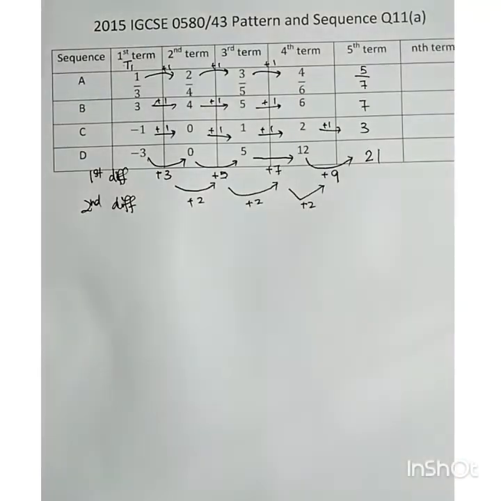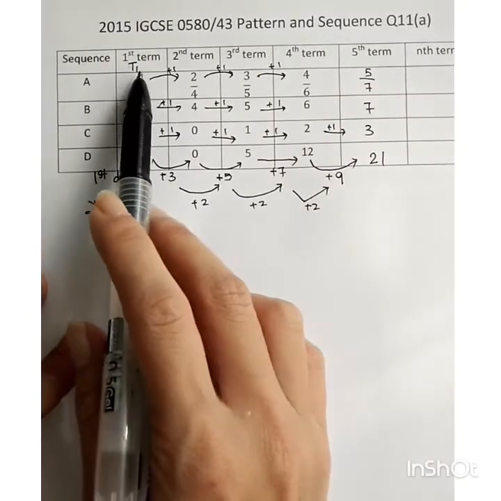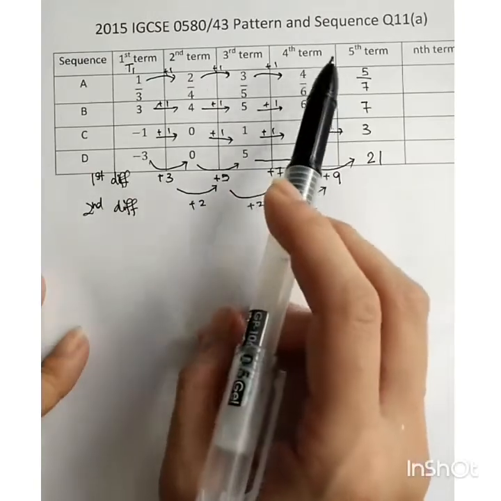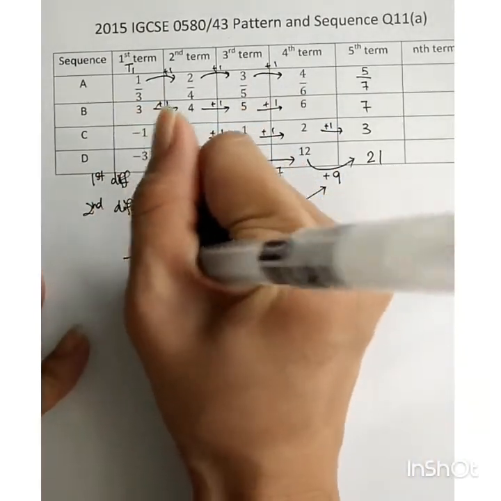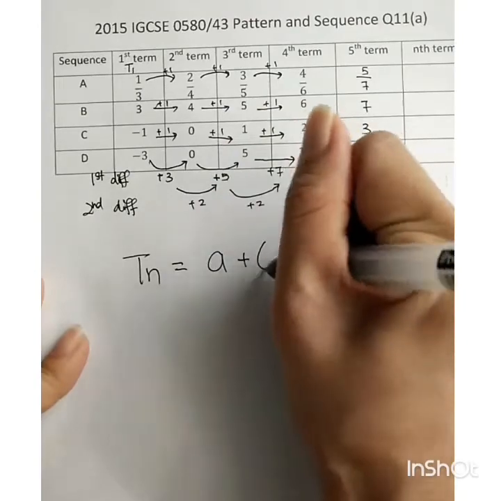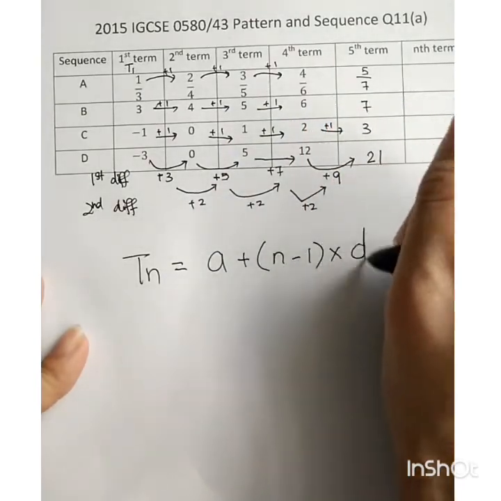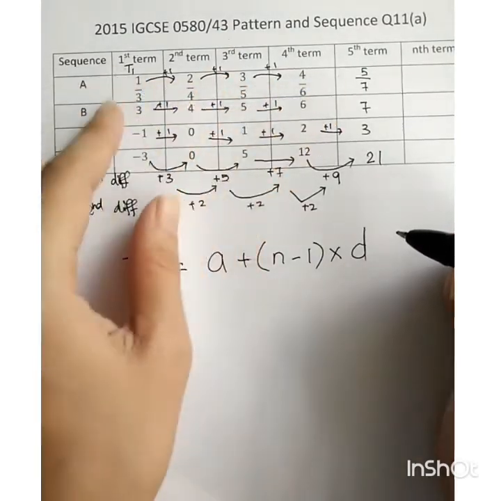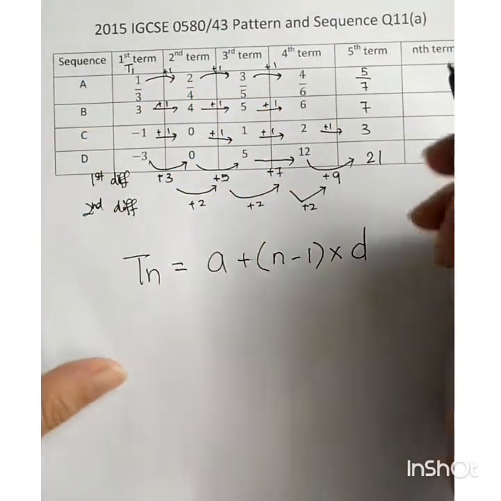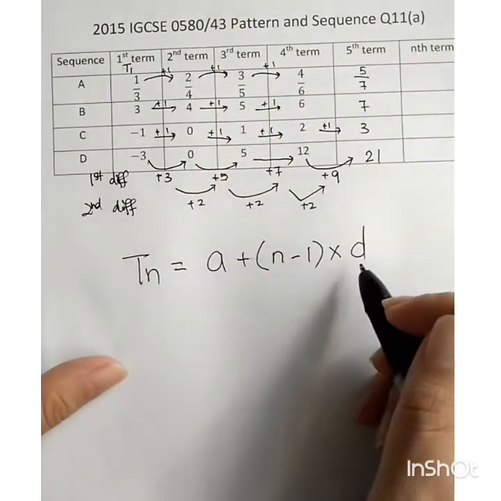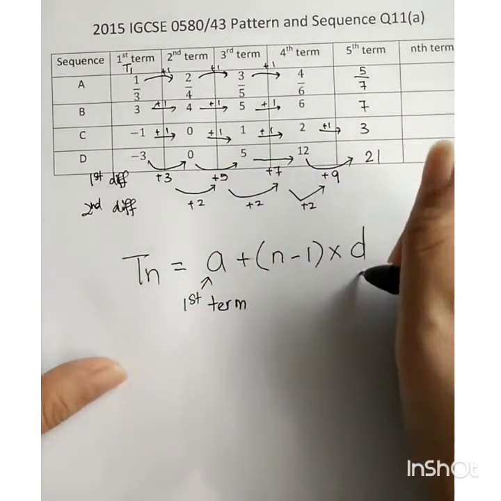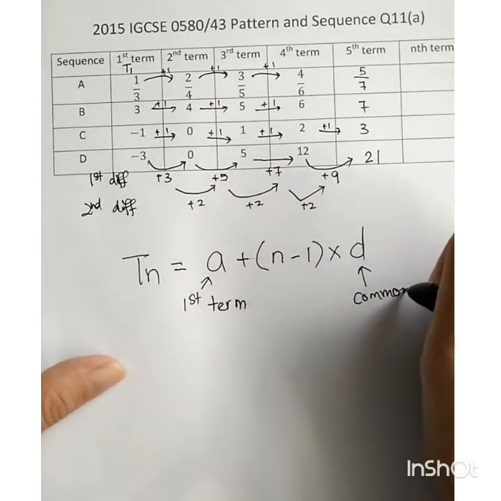And next one, we're going to do the n term. So let's look at the first one. To do the n term, 1 over 3. So as I said earlier, we separate into 1, 2, 3, 4 and 3, 4, 5, 6. We're going to use the formula which is Tn equal a plus n minus 1 times d. So this formula, I'm going to apply on top 1, 2, 3, 4, and also at the bottom 3, 4, 5, 6. A represents the first term, D represents the common difference. So this will be the first term, and this will be the common difference.